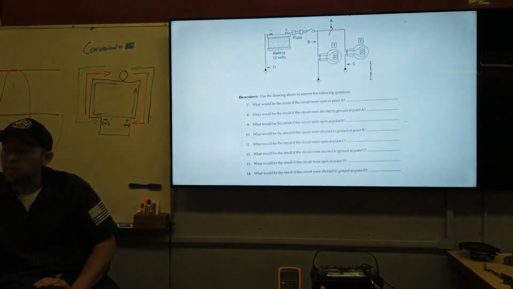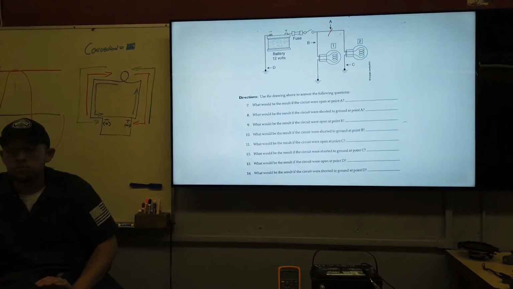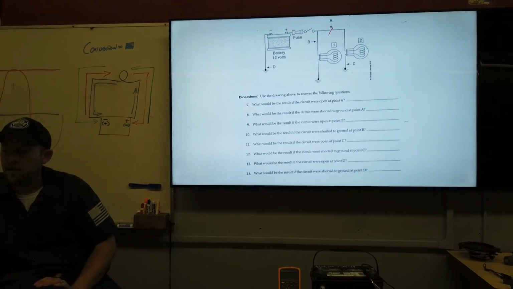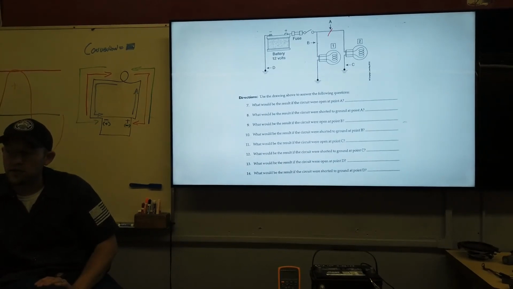So does this bulb have power and ground? Nope. What does it have? It has a path to ground, but no path back to power. So this one, does it still have power and ground? We understand this switch can close. So this one is fine. So we have bulb 2 is out.